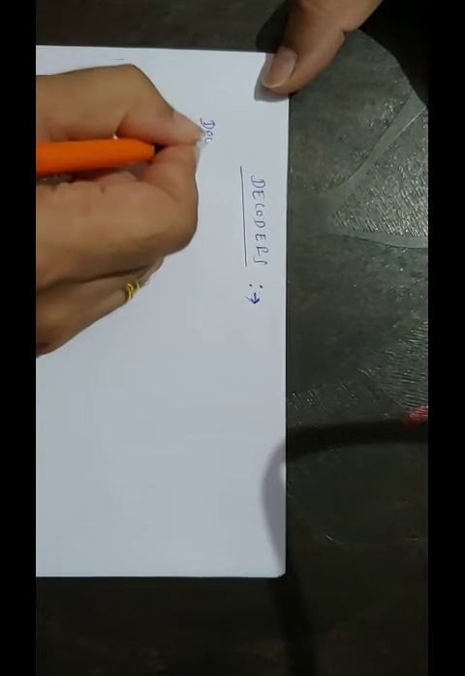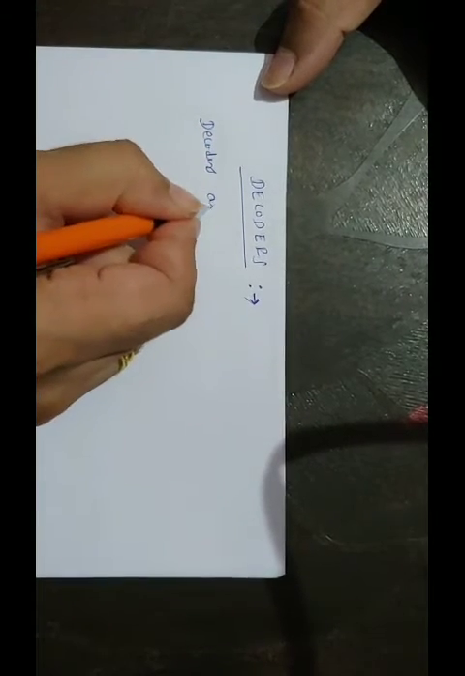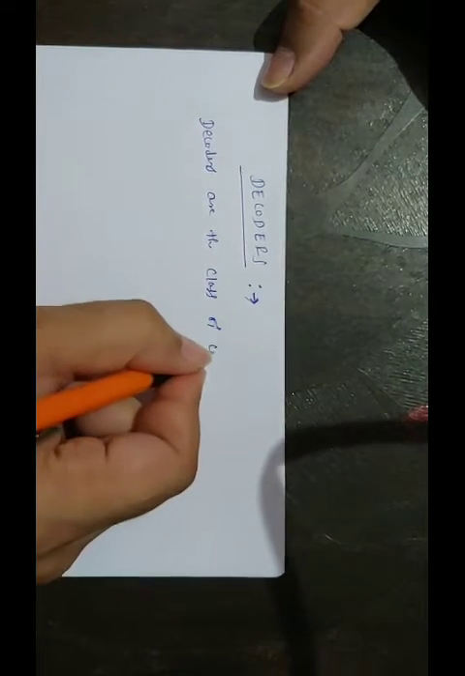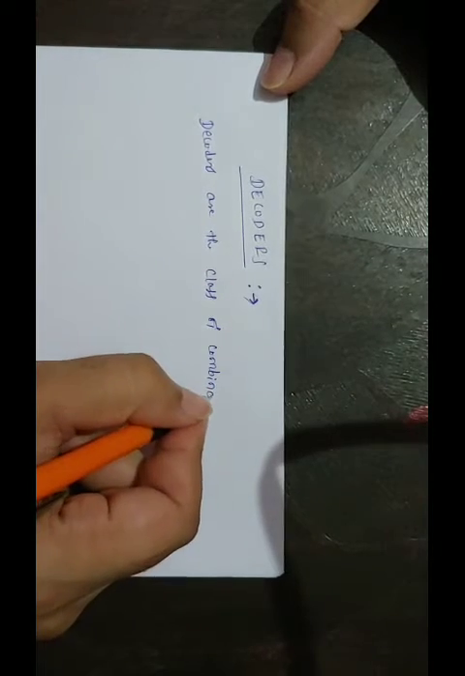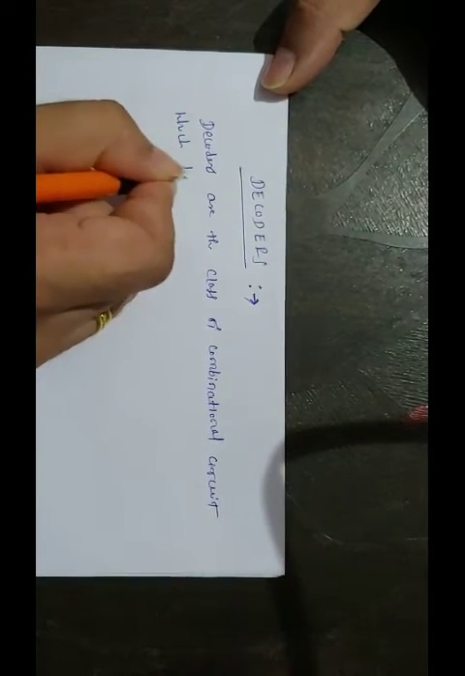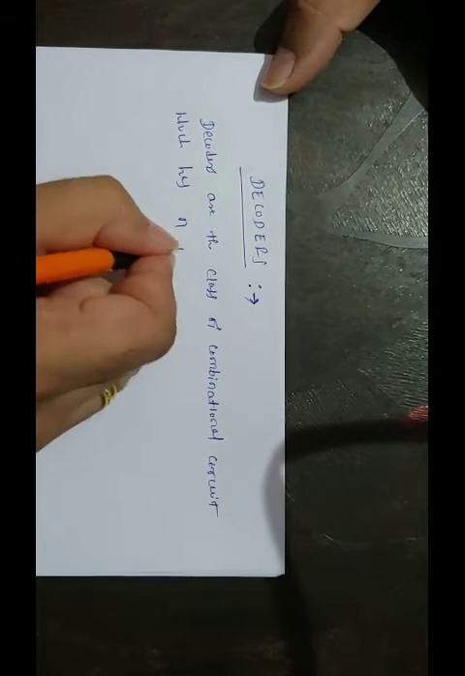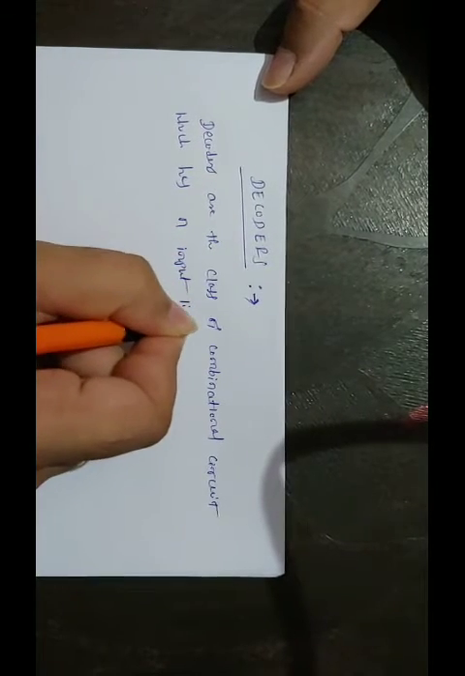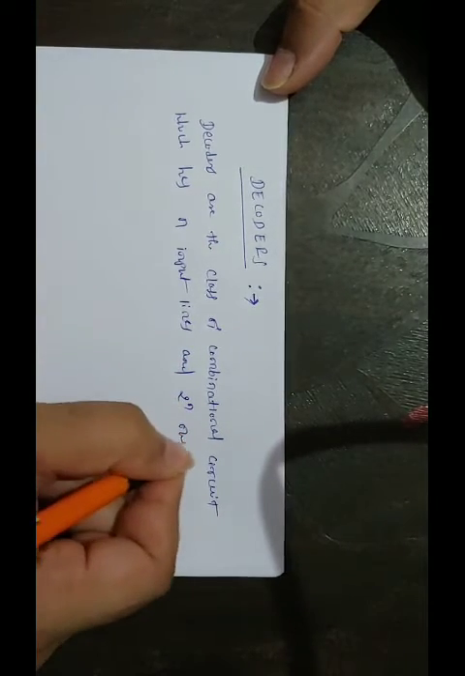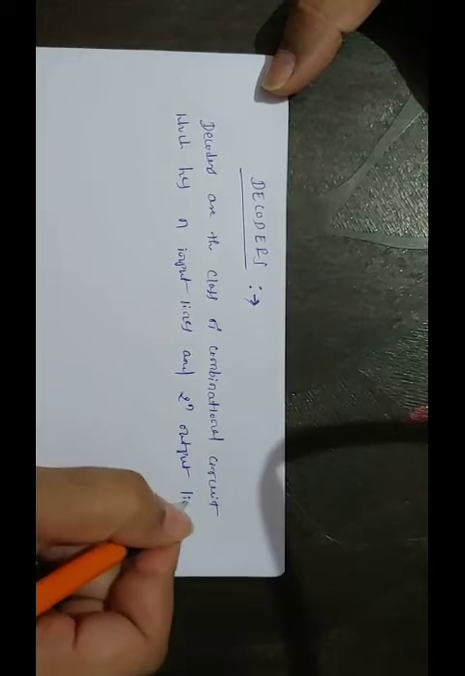Decoders. Let us define decoder. Decoders are the class of combinational circuits which has n input lines and 2 to the power n output lines.